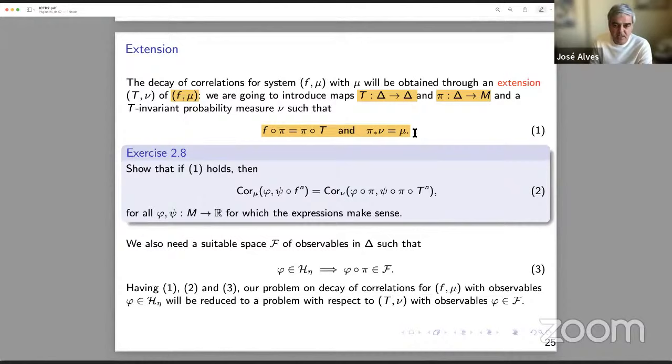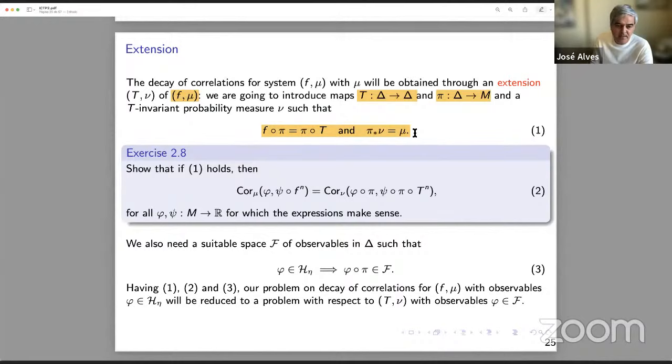So I'm saying that this extension we are going to build, which is the goal, is associated to the inducing scheme that gives the SRB measure. And so the projection of a natural invariant measure in the tower will be the SRB measure. And this information will be very helpful.